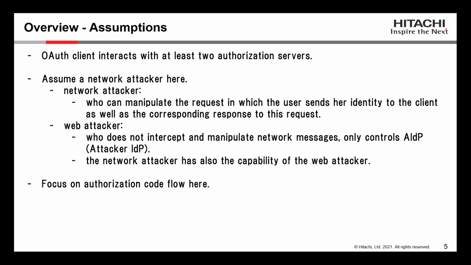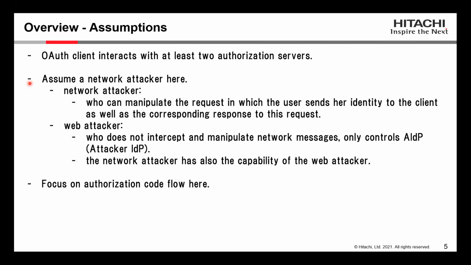There are several assumptions here before describing IDP mix-up attack patterns. First, the OAuth client interacts with at least 2 authorization servers. If the client interacts with only 1 authorization server, the IDP mix-up attack doesn't work. Second, we assume a network attacker here.